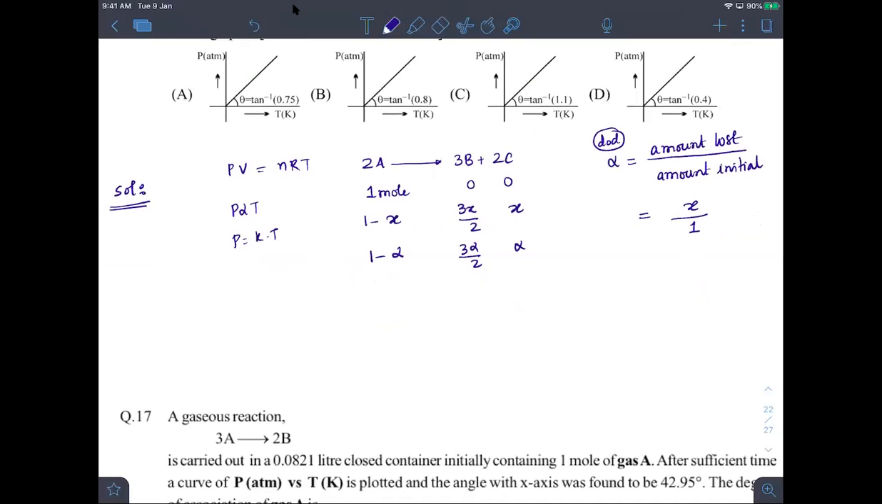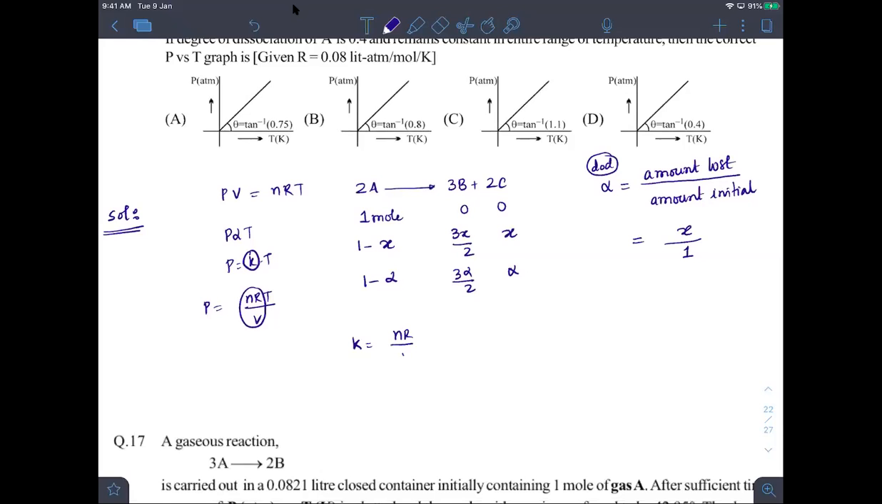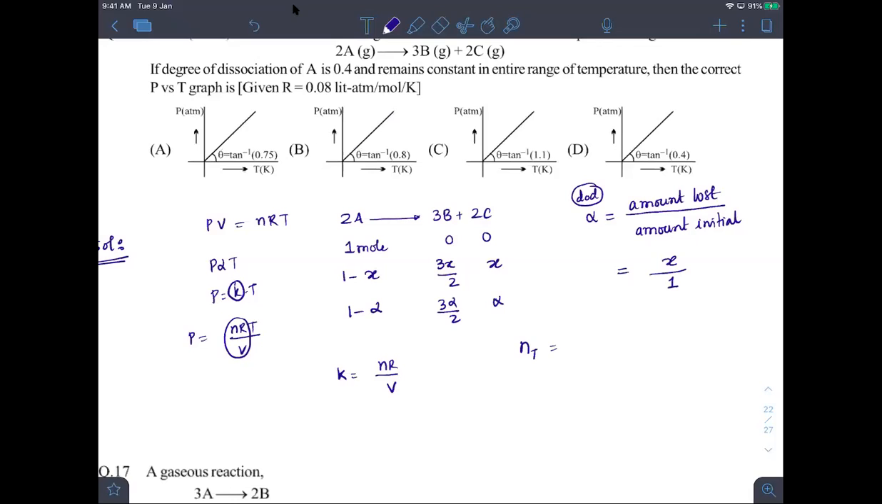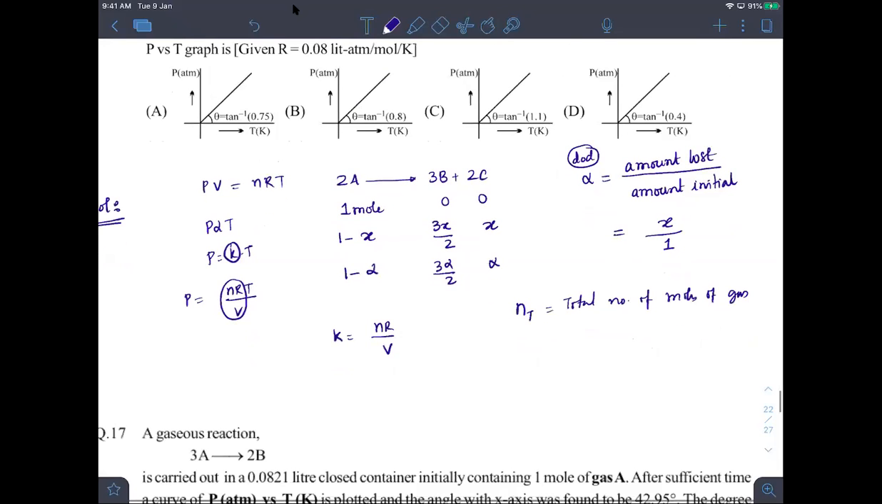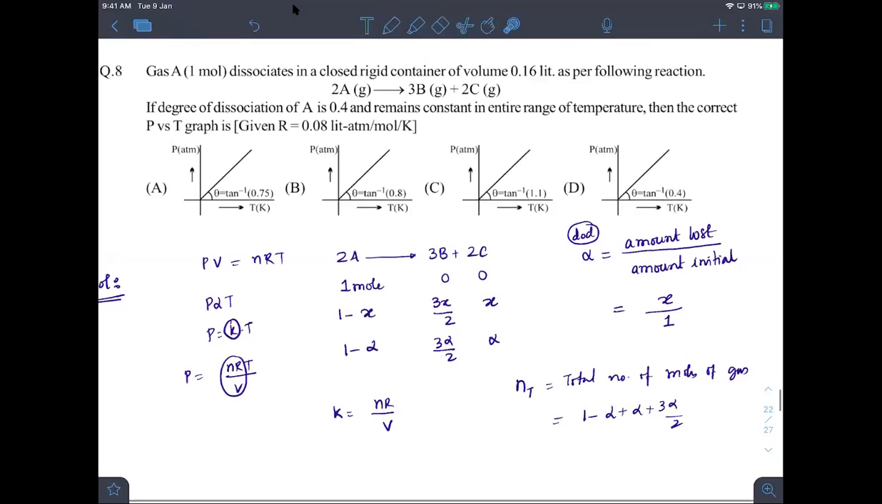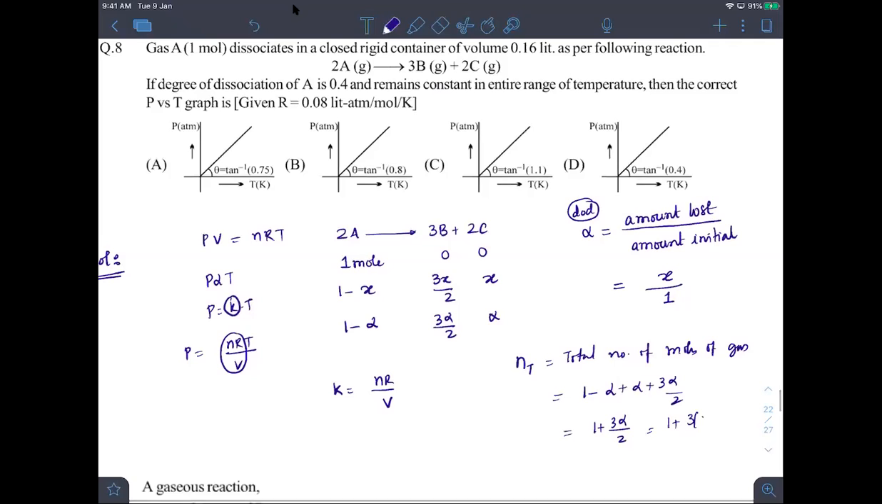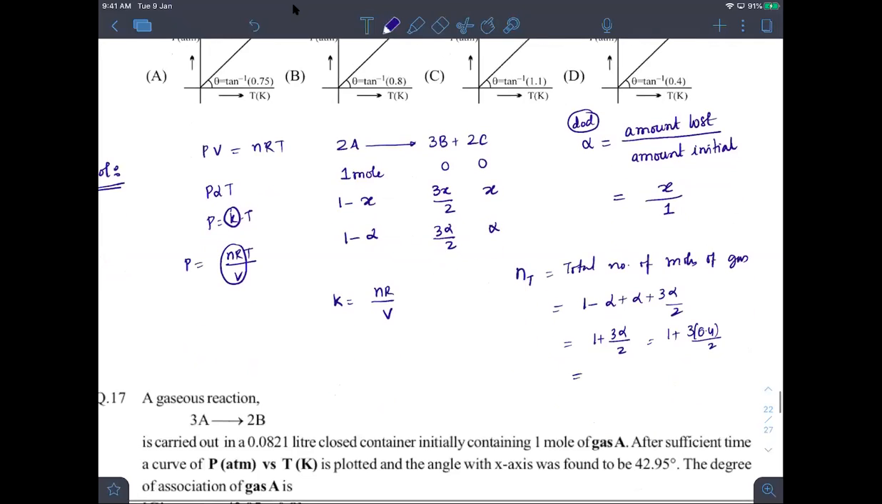Our objective now is to find out P is equal to nRT by V. If I can calculate nRT by V, I know the constant value. So what is the value of that K? It is nR by V. Volume is given. I need to find the total number of moles of gases. So the total number of moles of gases would be 1 minus alpha plus 3 alpha by 2. You can see all of them are gases: gas, gas and gas. So add all of them and you will get the total number of moles of gases, which will be equal to 1 plus 3 alpha by 2. So 1 plus 3 into the alpha value, which is 0.4, divided by 2. So it is going to come as 1.6.